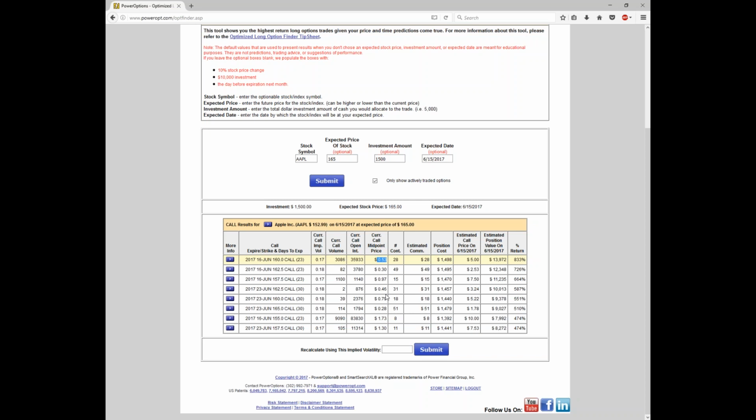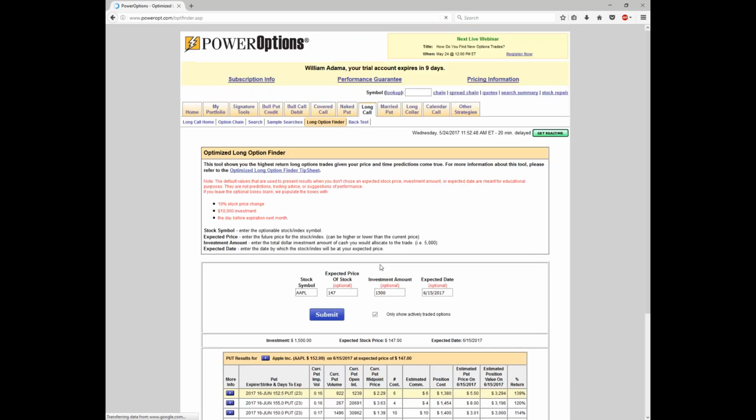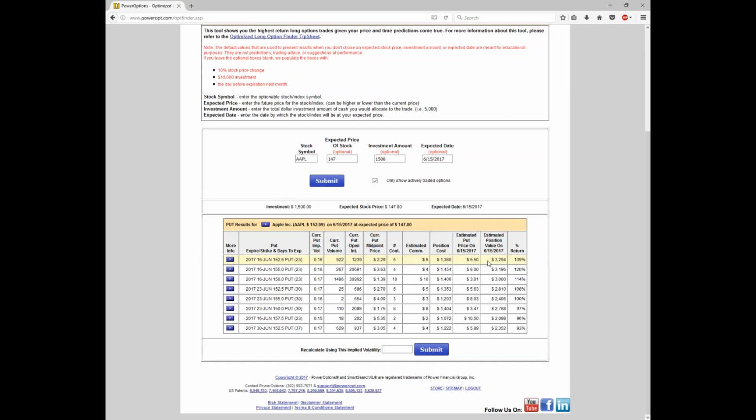Not only does this tool emphasize that, but it's showing you very quickly which call or which put gives you the best bang for the buck based on your expectation. Even though I entered the long option finder from the long call menu, if I was bearish on Apple and thought it would drop down to, say, 147 or 148 by June 15th, this would now show me which puts would give me the best yield based on my expectations of the stock moving forward.